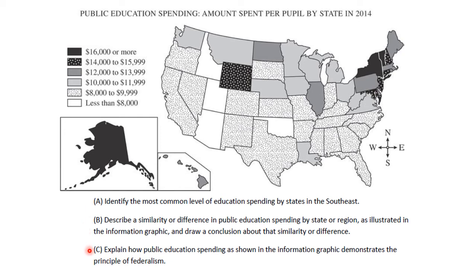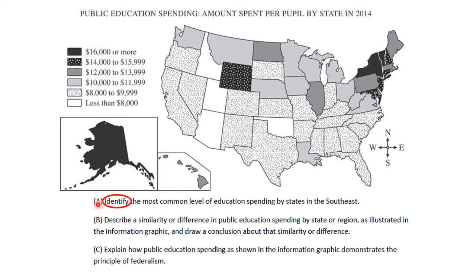Part C: explain how public education spending, as shown in the information graphic, demonstrates the principle of federalism. All right, part C is worth 1 point. It is a 4-point rubric, and part C has explain here, so I know I need to give a little bit more. All right, so 1 point for part A, 2 for part B, 1 for C. Now that we've read the question and got an idea of what we're going to be doing, let's go through and create our outline, right? All right, let's start with part A.